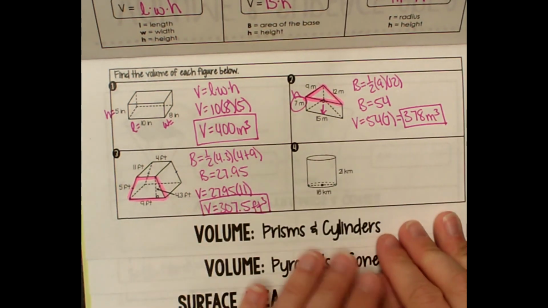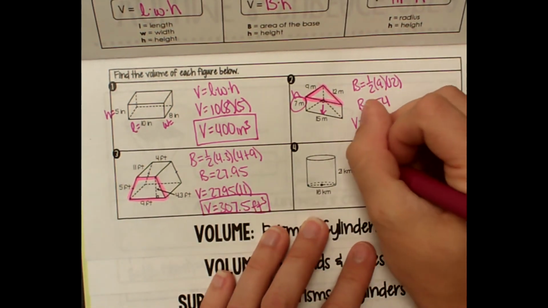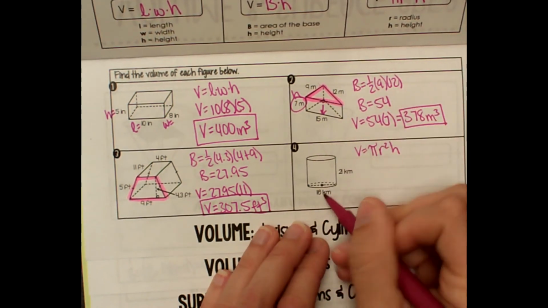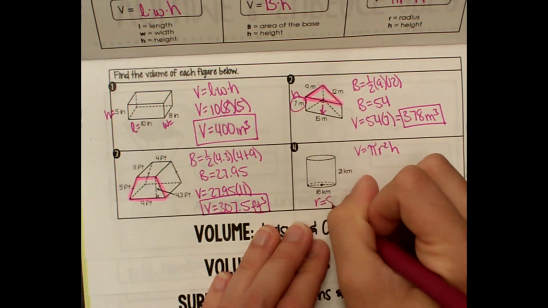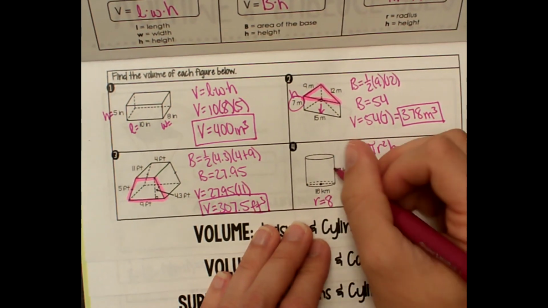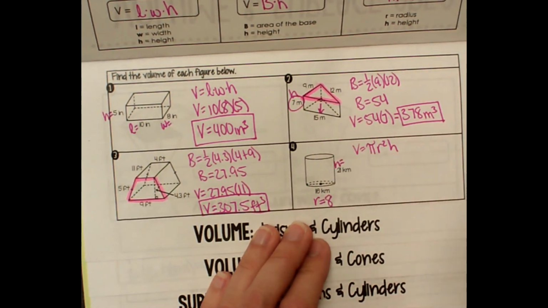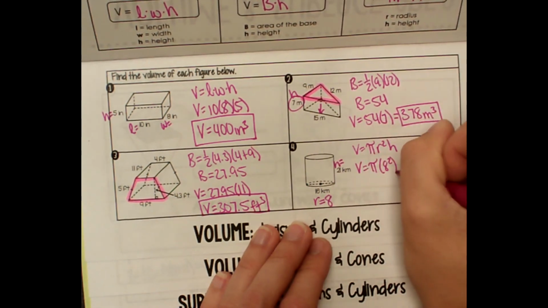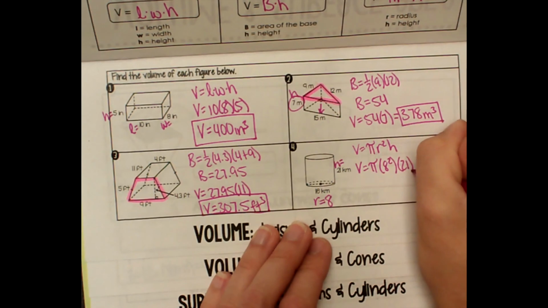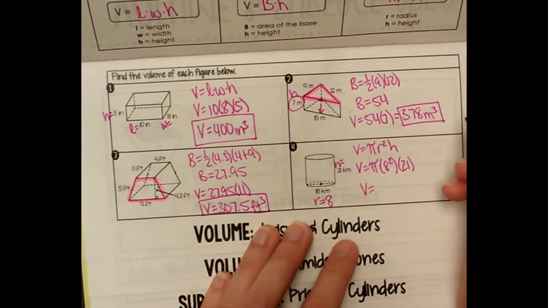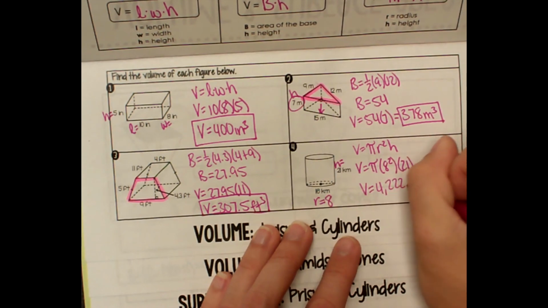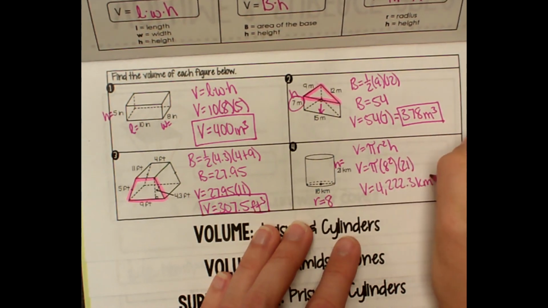Number 4, volume of your cylinder. Volume is equal to pi r squared h. They gave me the diameter, so I need to recognize that the radius is 8. Your height is 21. So if we substitute it in, pi times 8 squared times your h, which is 21. Volume is equal to 4,222.3 kilometers cubed.